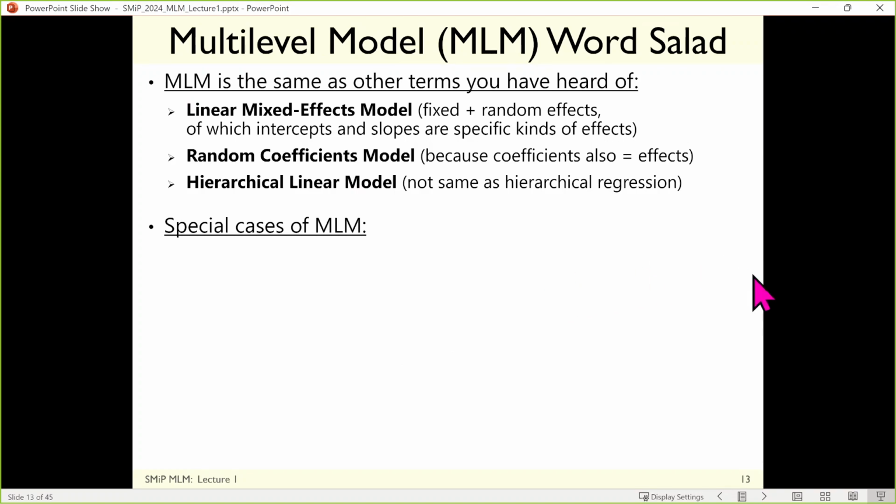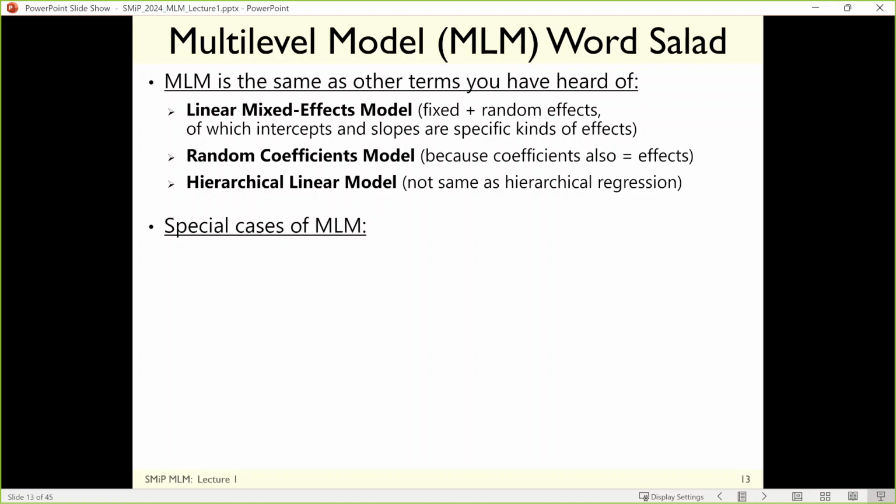So first off, what is a multi-level model or a mixed effects model? Because it goes by a whole bunch of different names depending on who you talk to. So that's why I refer to this as multi-level model word salad. So if you talk to somebody who is from biostat or stat, you would probably hear this called a linear mixed effects model, where nonlinear might mean generalized or it might mean something else. It just sort of depends.